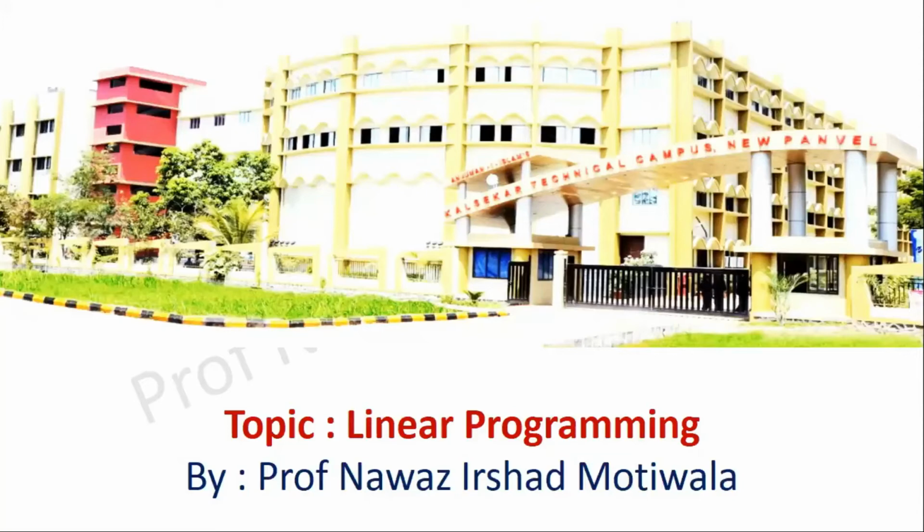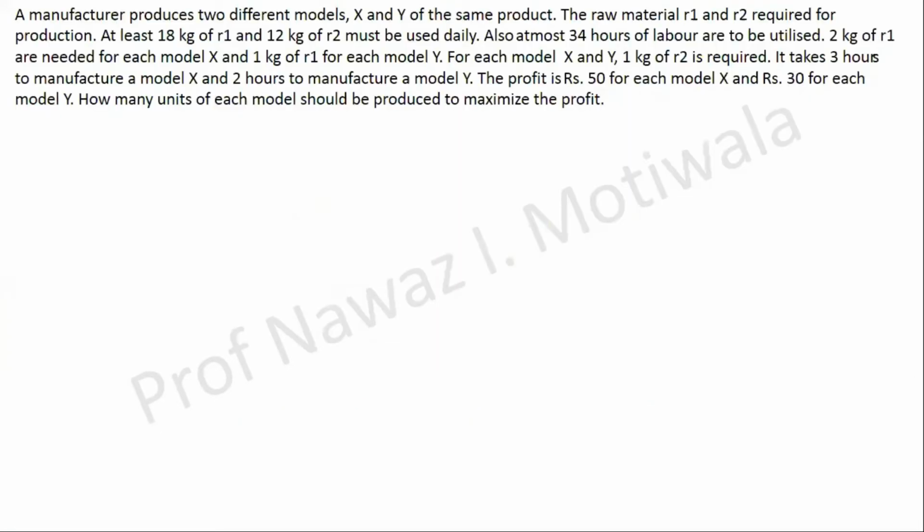Good morning. Let us start with today's session, and we will continue today with the problems on LPP formulation. Let us start with this problem which says a manufacturer produces two different models X and Y of the same product. The raw material R1 and R2 required for production: at least 18 kg of R1 and 12 kg of R2 must be used daily. So this means this is our constraint. Also, at most, this word is important, at most 34 hours of labor are to be utilized.